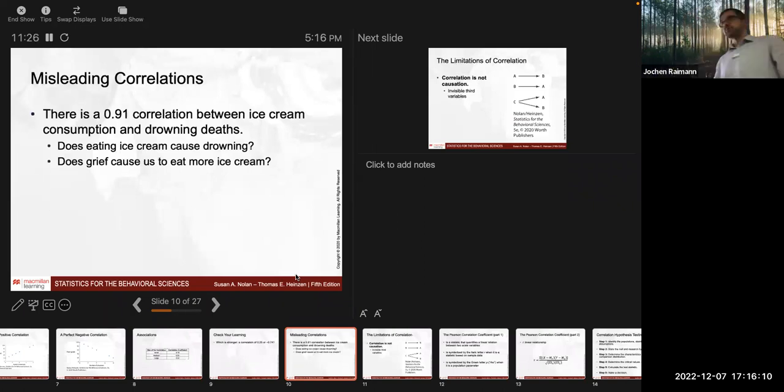Okay, misleading or spurious correlations. There's a 0.91 correlation between ice cream consumption and drowning deaths. Do you believe this correlation? Why not? Well, not really. Why is that? I would almost bet that this correlation exists. But why? Correct. Why could that be? Kayla was first.